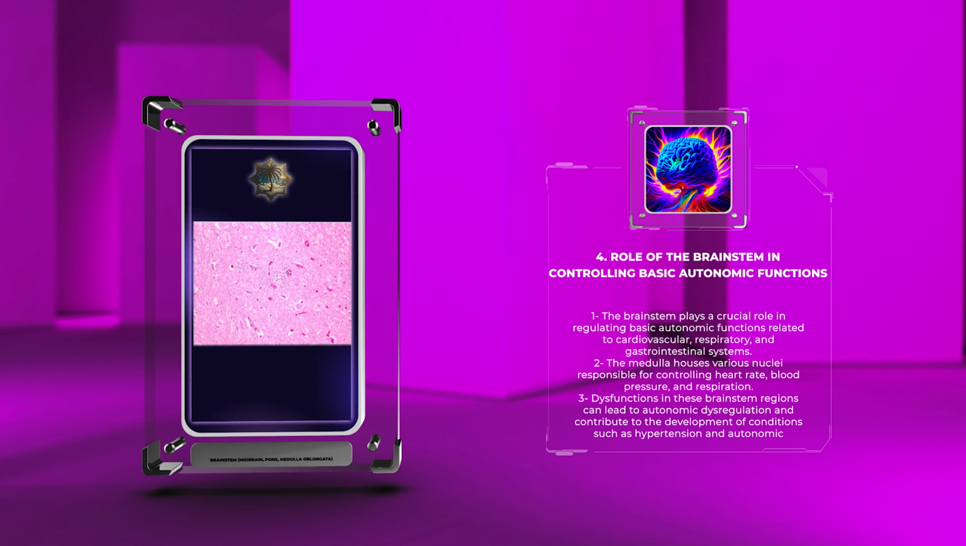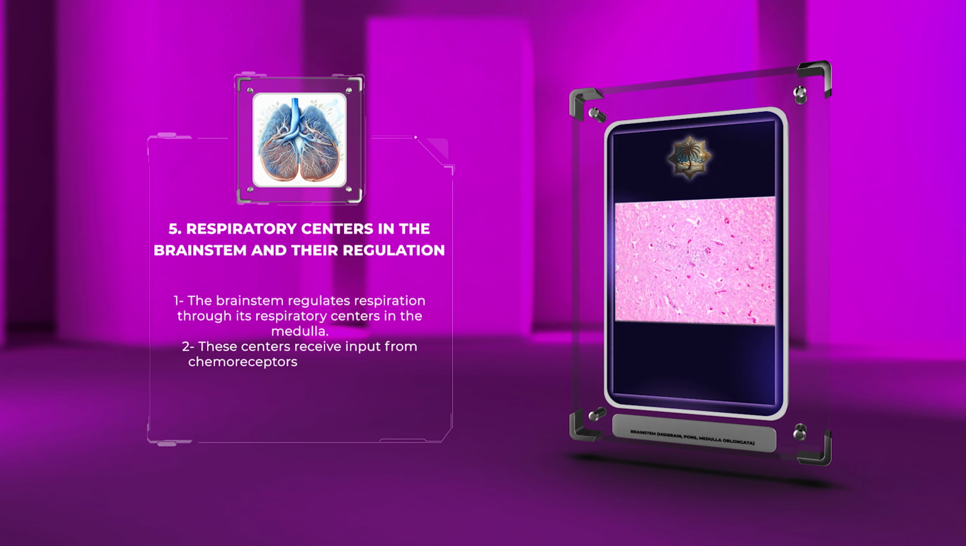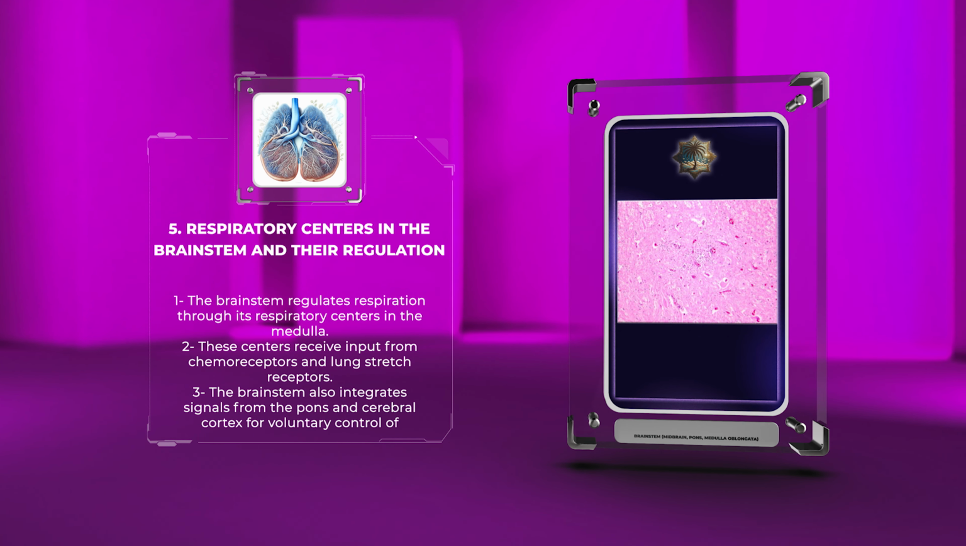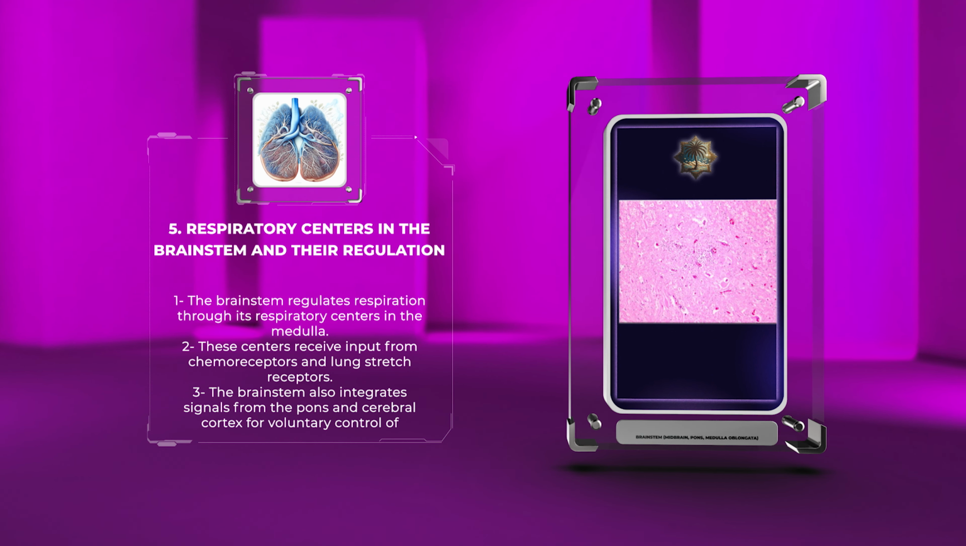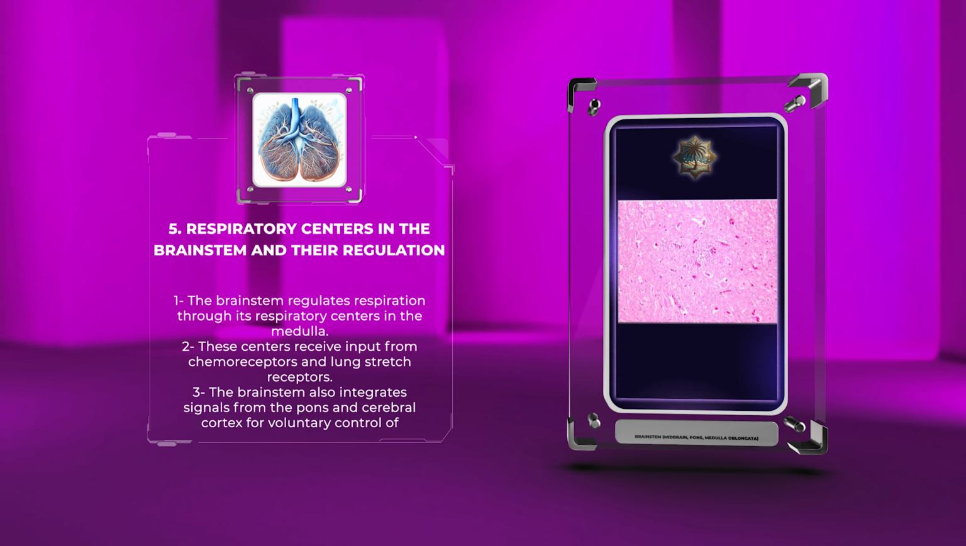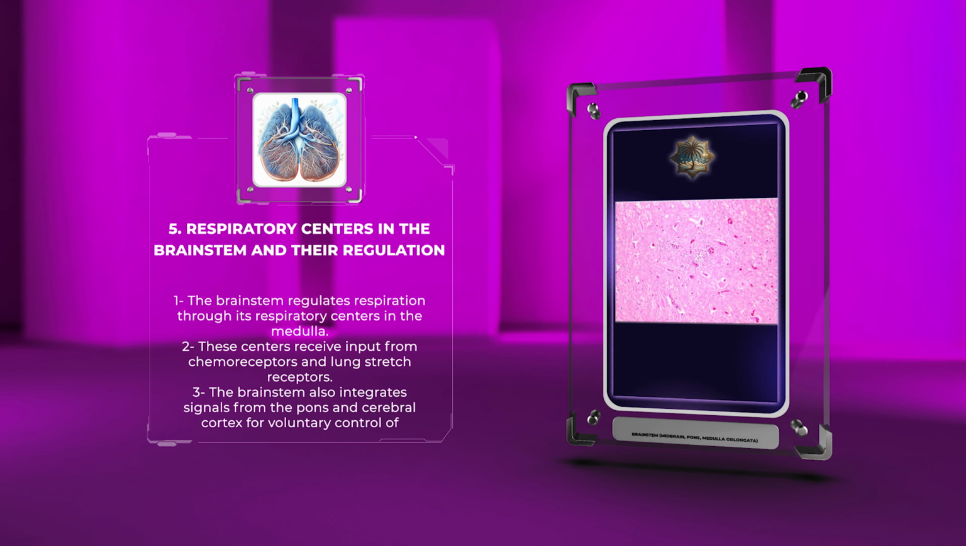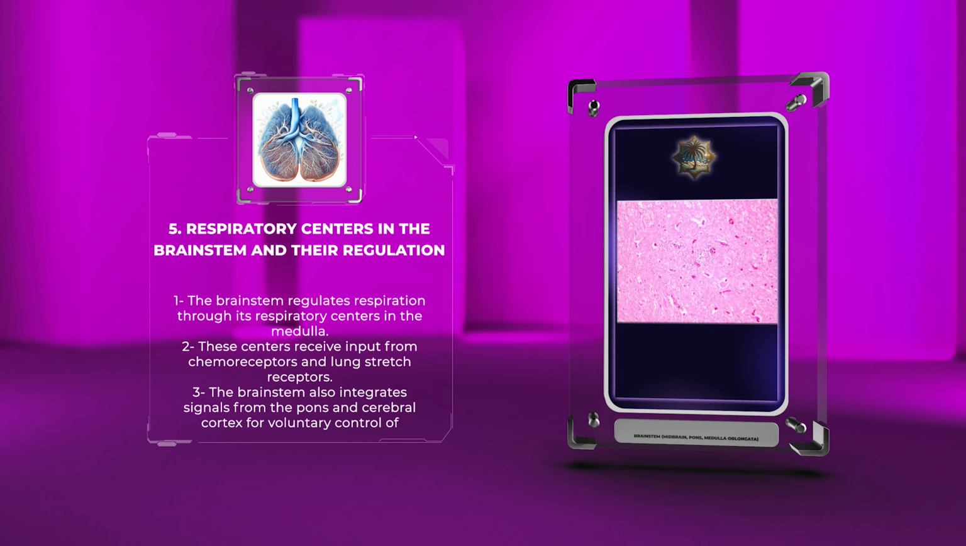Dysfunctions in these brainstem regions can lead to autonomic dysregulation and contribute to the development of conditions such as hypertension and autonomic disorders. The brainstem regulates respiration through its respiratory centers, such as the dorsal and ventral respiratory groups in the medulla. These centers receive input from chemoreceptors and lung stretch receptors. The brainstem also integrates signals from the pons and cerebral cortex to allow for voluntary control of breathing. This knowledge is crucial for diagnosing and treating respiratory disorders.